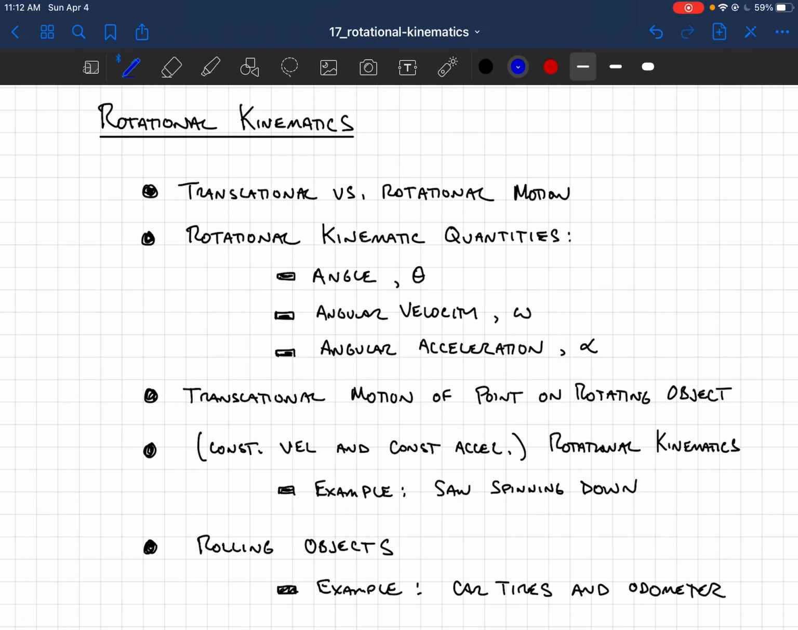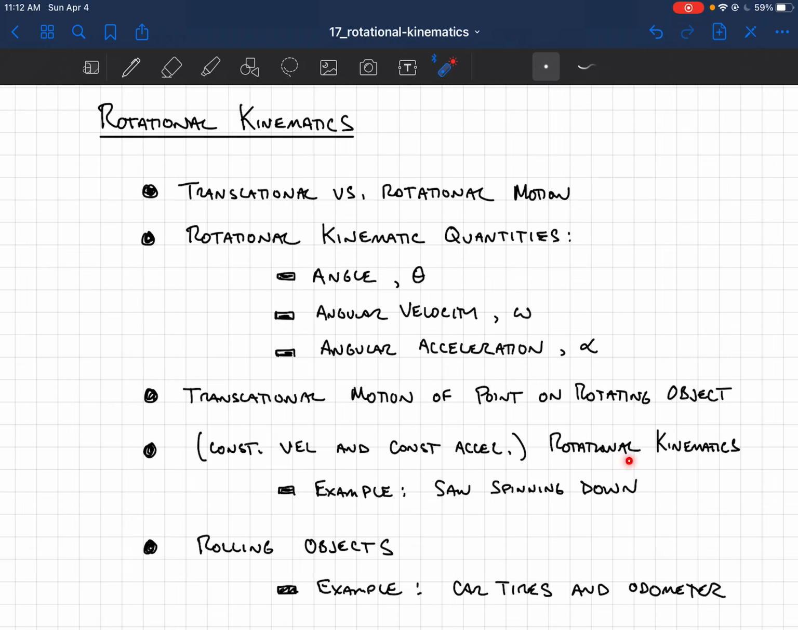So just an overview, we'll talk about translational versus rotational motion, sort of see what those mean. We'll talk about the rotational kinematic quantities, which are basically the position, velocity, and acceleration in rotational motion. We'll talk about the specific case of translational motion, so position, velocity, and acceleration of a point on a rotating object. So you can think about a person on a merry-go-round or a bug on a rotating wheel, something like that. So there's a connection between the rotational quantities and the translational quantities.